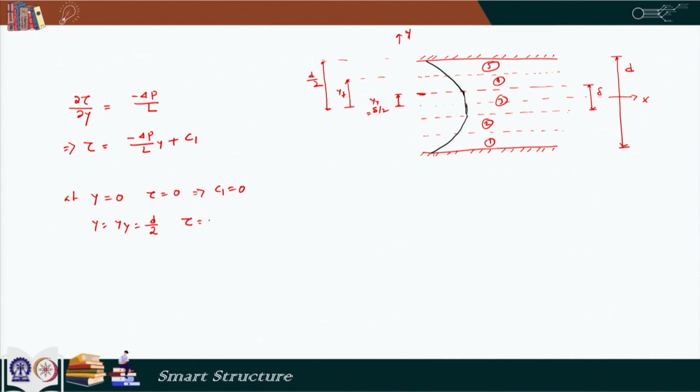Then at y equal to d by 2, we have tau equal to minus of tau y. It is minus because the velocity gradient is negative after that. So, it is minus of tau y, and that gives me y equal to tau y multiplied by L by delta p, and from here we can say that delta, the thickness of the plug region, is equal to 2 tau y L divided by delta p.